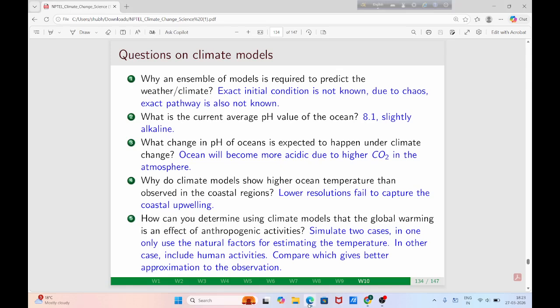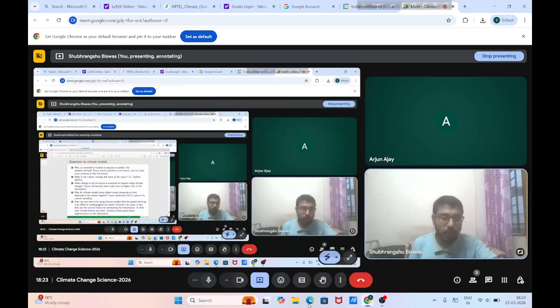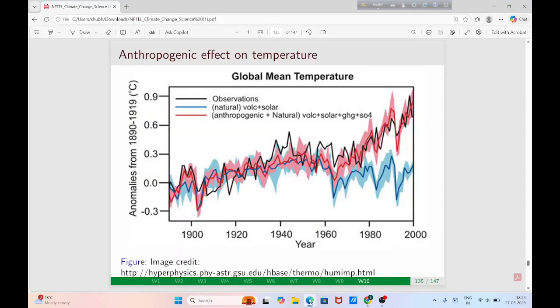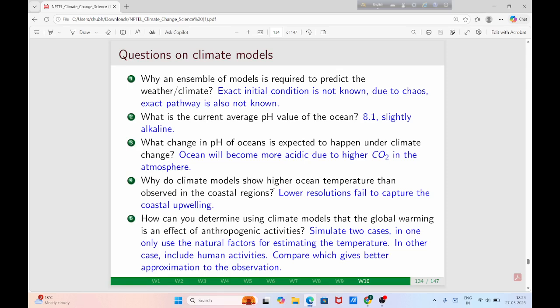Another bias is also negative bias or lower temperature in the interior part of the ocean. So in the interior part, the model gives lower temperature compared to the observed value. These are some model biases. So that is one question, just if you are asked why it happens.